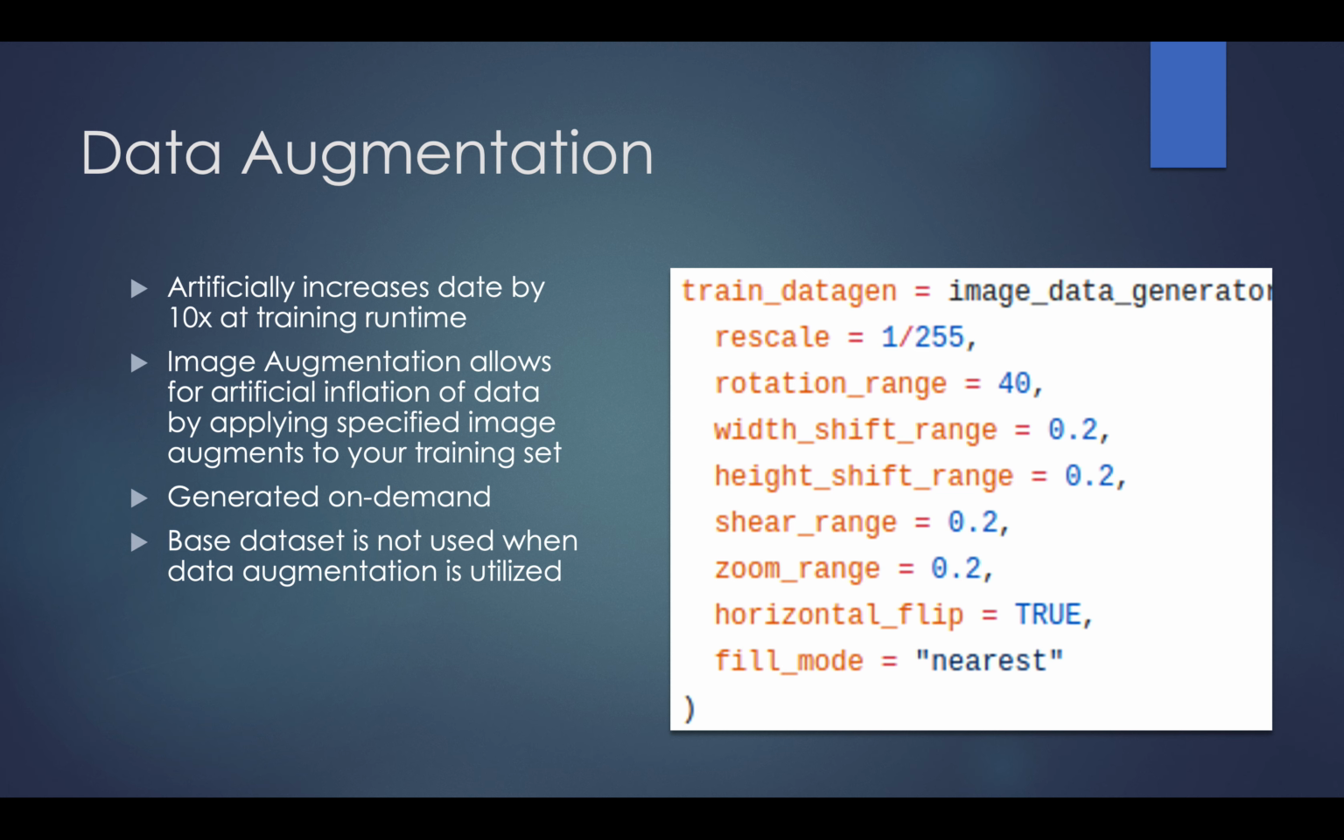Some of the parameters that we used for data augmentation were a rescale factor of 1 to 255. We allowed the image to have a rotation range of 40 degrees, and we allowed it to be shifted on the x and y axis by a factor of 0.2. And we allowed it to be sheared and zoomed in also by a factor of 0.2. We also allowed a horizontal flip to occur, and we wanted the fill mode to be nearest, so that way it would be kind of zoomed in the most and avoid the distortion that you get with image augmentation.